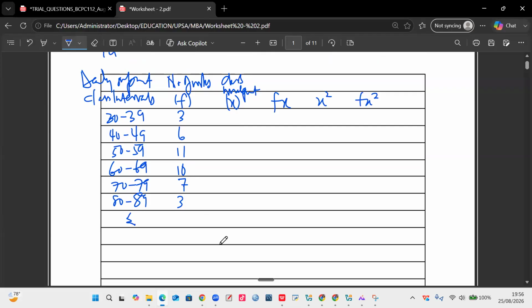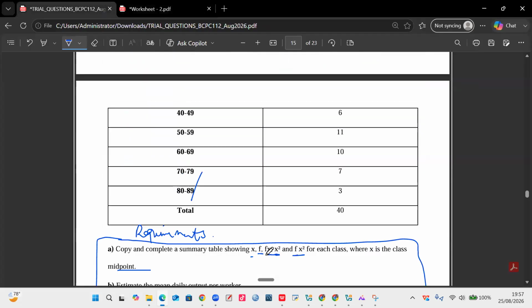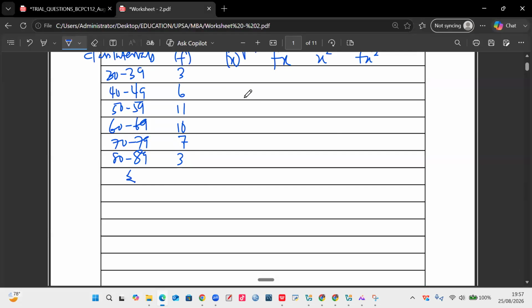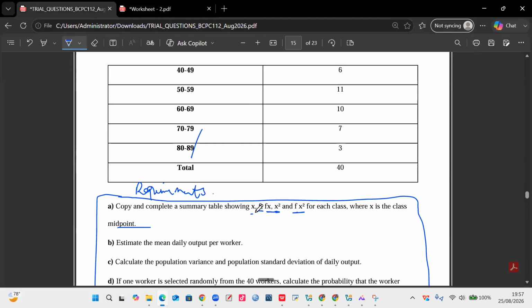So the class midpoint, you add lower class boundary plus upper class boundary and divide by 2. Okay. So here, the question says we should find the X. So simply the class midpoint here, don't find class boundaries. The question never asks us to find class boundaries.